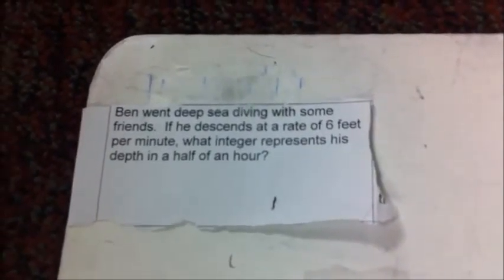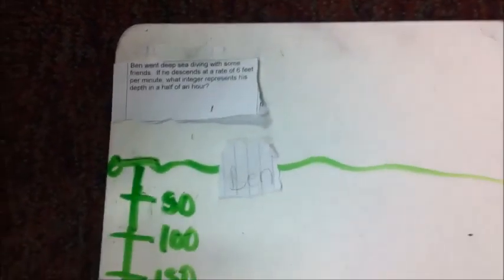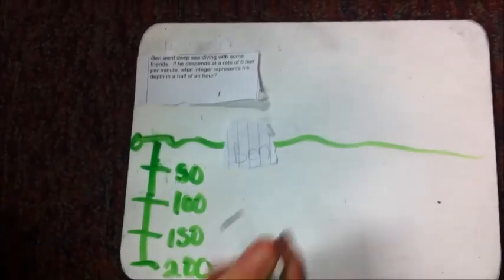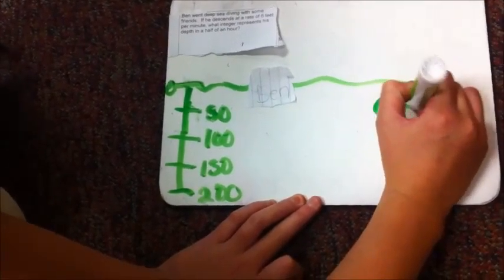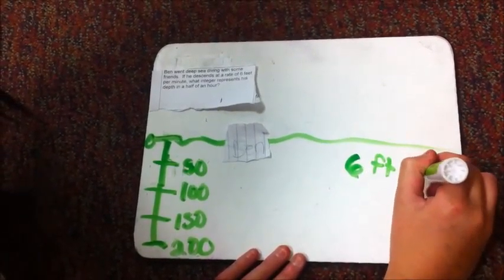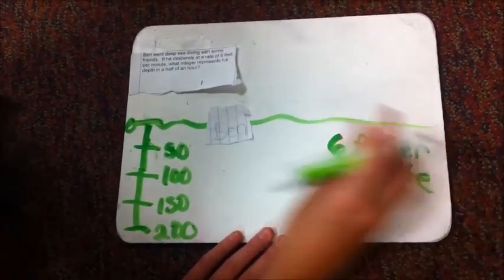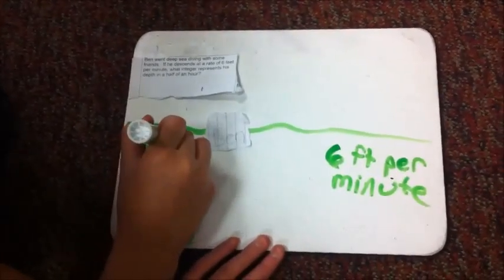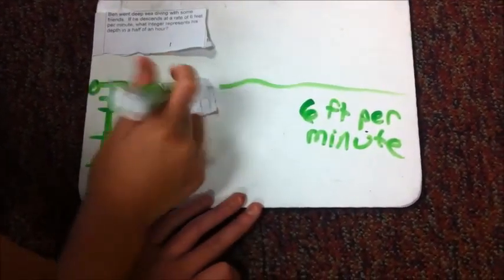Our problem today: Ben went deep-sea diving with some friends. If he descends at a rate of 6 feet per minute, what integer represents his depth in a half an hour? Here is Ben. If he's going to descend 6 feet per minute, then he's going to move quite quickly. So in 1 minute, say this was 6, Ben would be moved all the way to here.